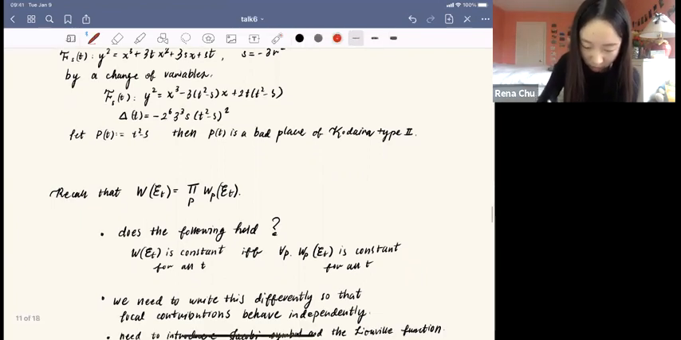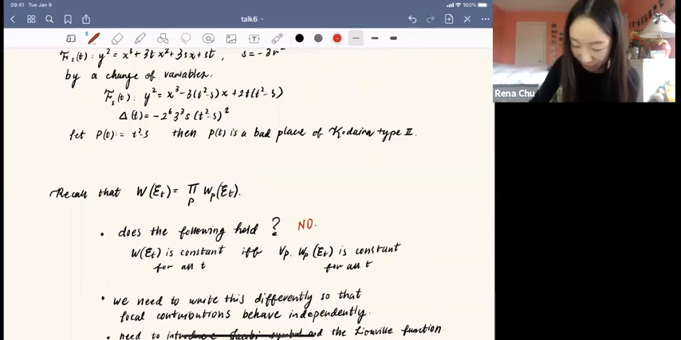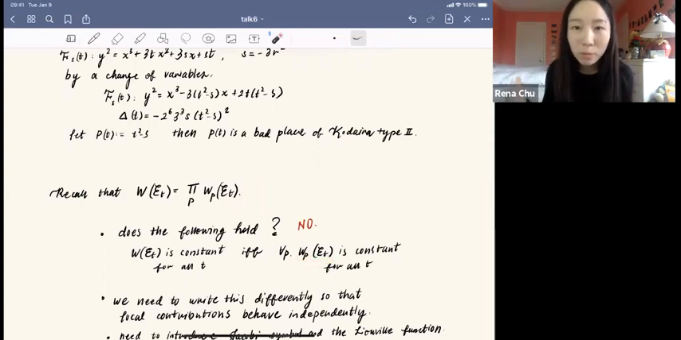However, with the equation written like this, this actually doesn't hold, unfortunately. So even if we are able to compute the w_p's, and even if we're able to conclude that each of them is constant for every t, we are not able to conclude that the left-hand side is also constant. So we need to do something about this.